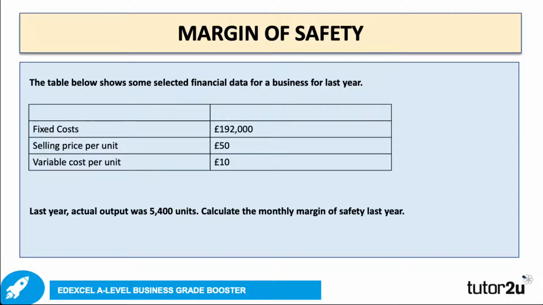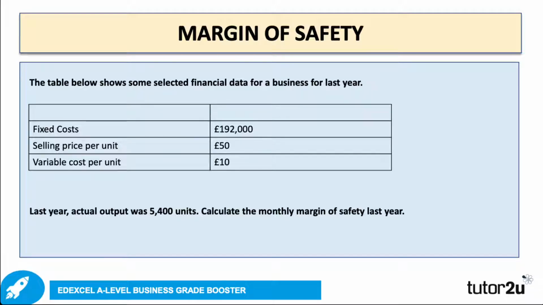Last year, the actual output was 5,400 units. Can you calculate the monthly margin of safety, please? Now, while you're having a go at that, I will just cover some other things while you are busy typing the numbers into your calculator or smartphone. Remember, break even. If break even comes out as a decimal, then you must round up because you can't break even at a decimal.